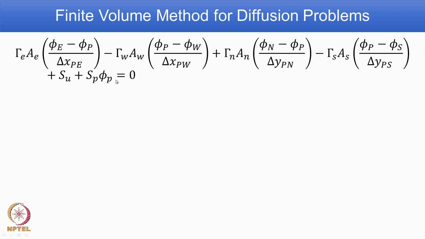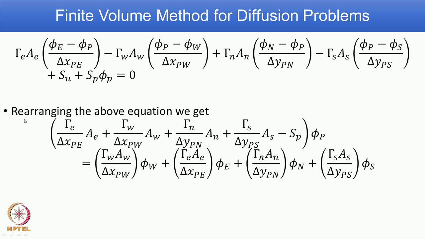The same discretized equation is shown once again here. Now, we need to rearrange as we did in the one dimensional case. The point of interest term, that is phi at P, appears in all the terms. So, we rearrange and collect the coefficients multiplying phi at P. When we rearrange the above equation, we get the final equation as shown here. So, this equation on the left hand side has coefficients multiplying phi at P, equal to all other terms on the right side.